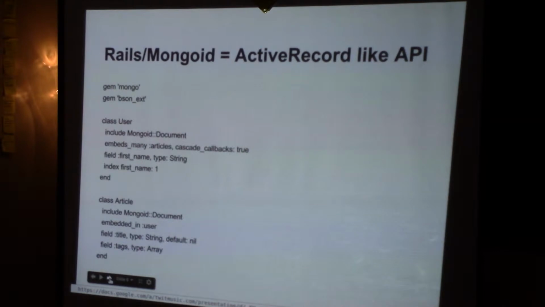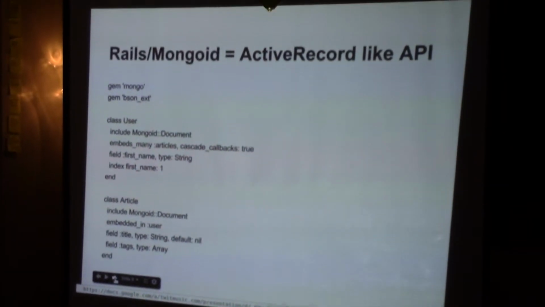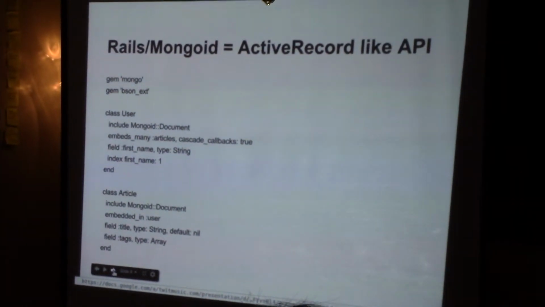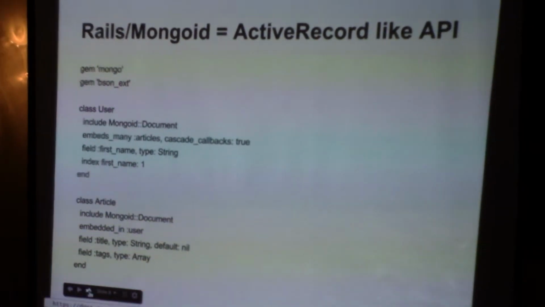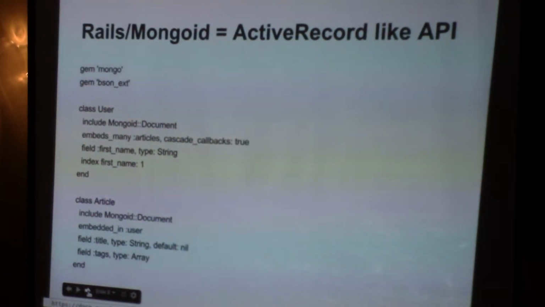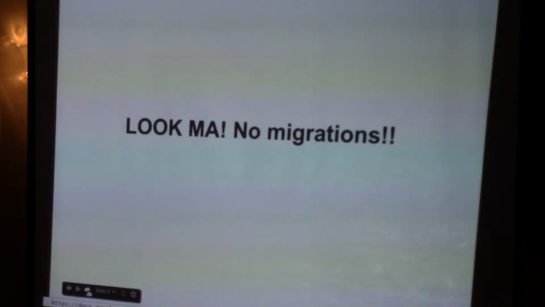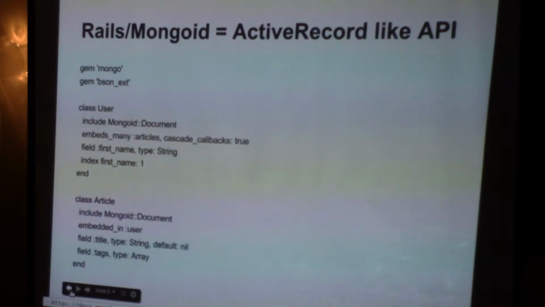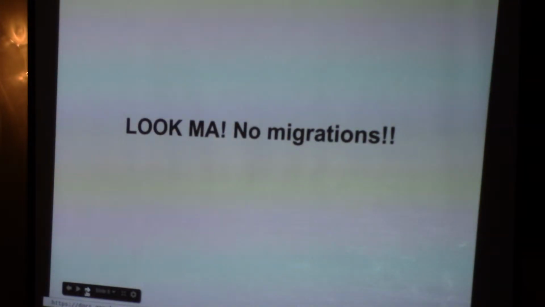So the good thing about an ODM, in this case for Rails, Mongoid, is that it gives you Active Record-like API functionality. So you get things like callbacks, references, validation. You can define your fields. You can put indexes if you want. And the good thing is, it's all flexible. So you create something like this, and you don't need to create a migration file. You create your documents on the fly.